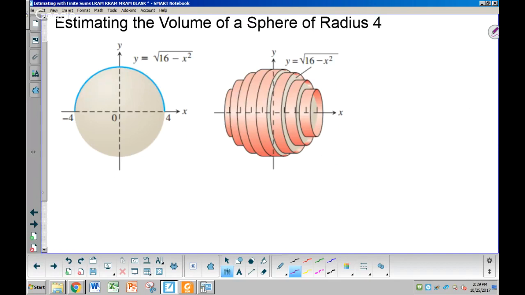Now, the radius is 4, and this function here is the square root of 16 minus x squared. Now, what am I adding up here? I'm adding up a bunch of volumes of right circular cylinders. Do you agree? So the volume of a right circular cylinder is pi r squared h.